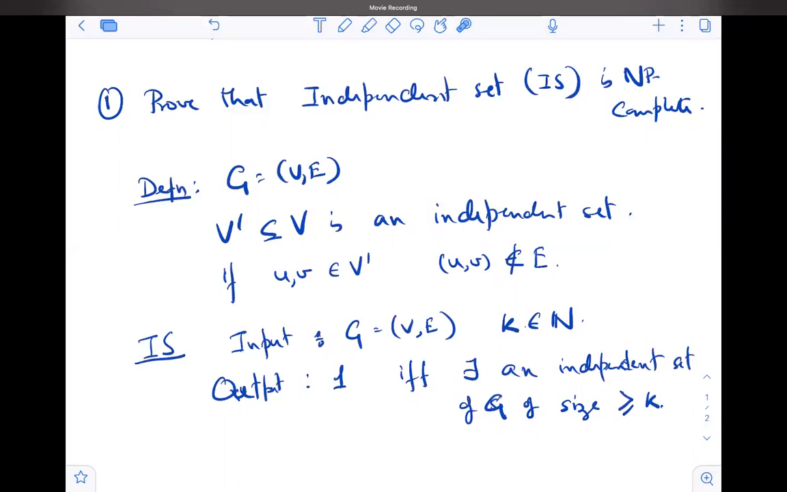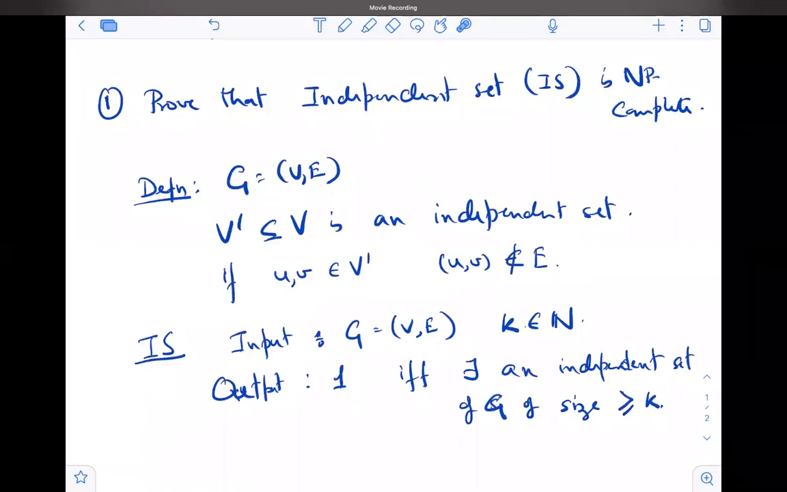The problem is that you are given an input, a graph and a k, and the answer is 1 if and only if there exists an independent set of size at least k. So I give you k equal to n by 2: does it have an independent set of size n by 2? I give you k equal to 1000: is there an independent set of size 1000?